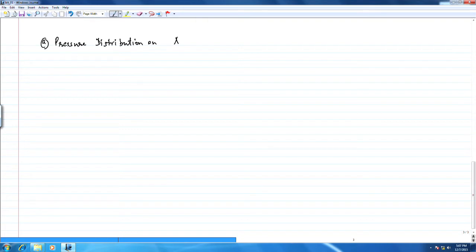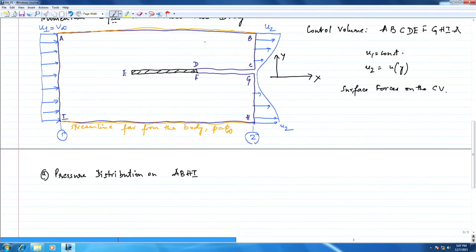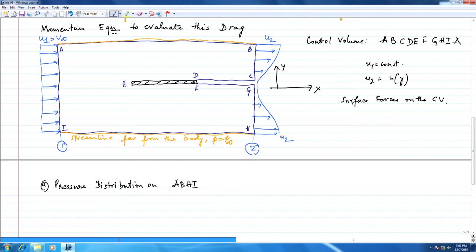on ABHI. What does that mean? When I say pressure distribution on ABHI, AB is essentially the top boundary of the control volume, which is just inside the far end streamline, and HI is again the same on the other side. So, we are looking at the pressure distribution on ABHI. Why are we not looking at anything else? Well, we will just come to that.